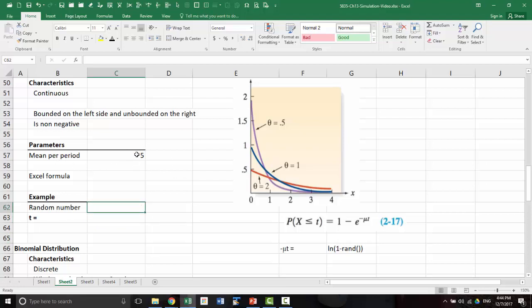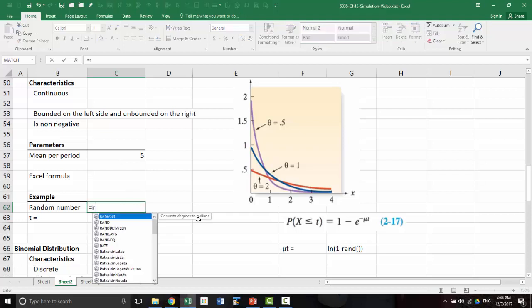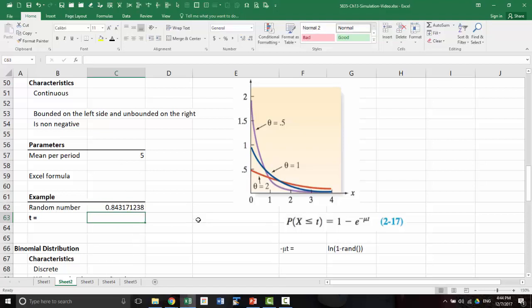So we have a mean, whatever that mean is. You generate a random number. Now what we need to do is find ln of 1 minus that random number. So that's that part. Then divided by minus mu. Well, we can divide by that and put a minus in front. That would be the same thing.